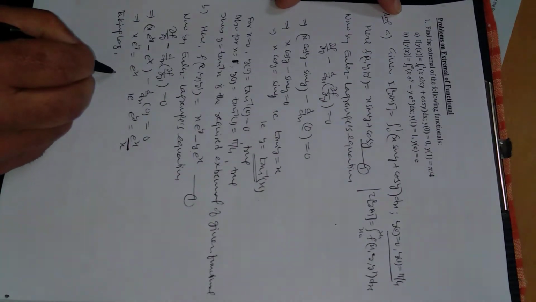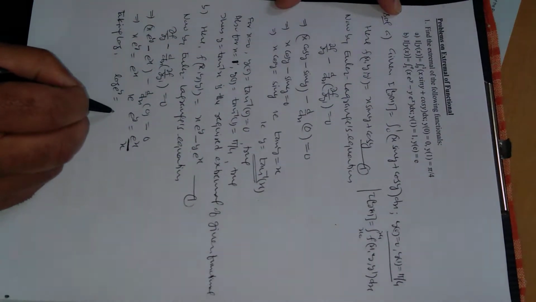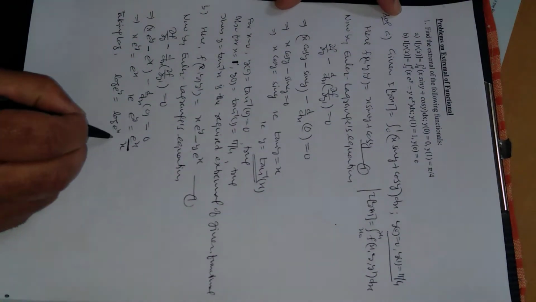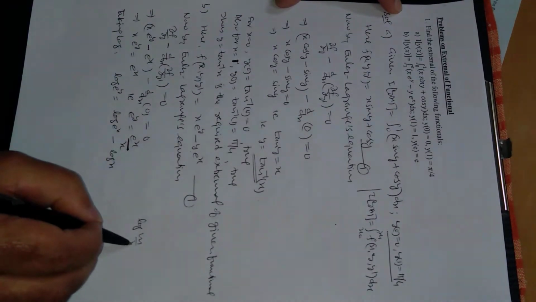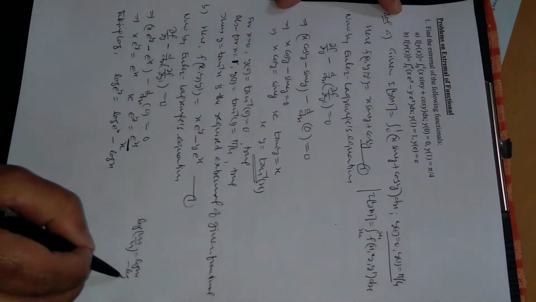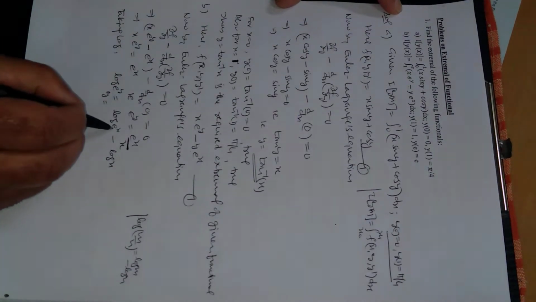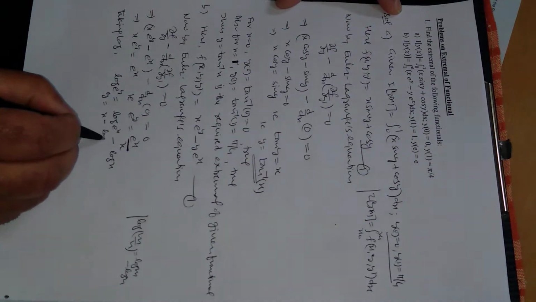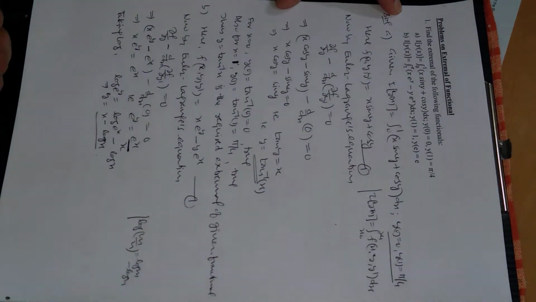Taking log, log e raised to power y will be log e raised to power x minus log x, using the formula log m upon n, which is log m minus log n. The log and e cancel, so we are getting y equal to x minus log x, right? This is the value of y.